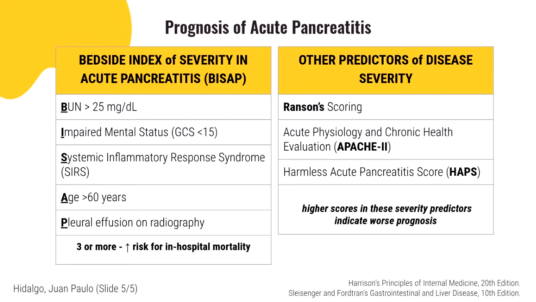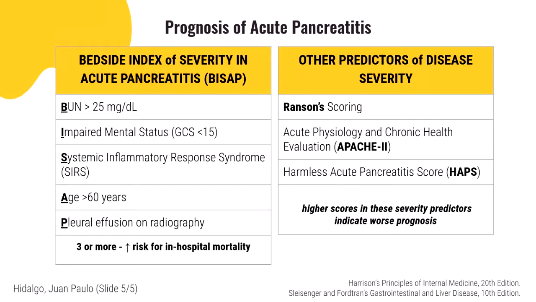For the last part of prognosis. So these are some tools used for prognosing the case of the patient. An example would be the bedside index of severity in acute pancreatitis or your BISAP score, wherein BUN, impaired mental status, systemic inflammatory response syndrome, age, and pleural effusion on radiography are given 1 point each. And this scoring is obtained in the first 24 hours or preferably on admission. Each criterion is allocated with a point, and a total score of 3 or more will reflect a higher risk in hospital mortality, around 15%.